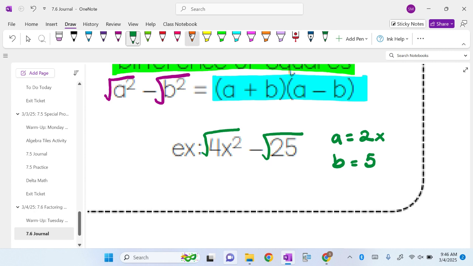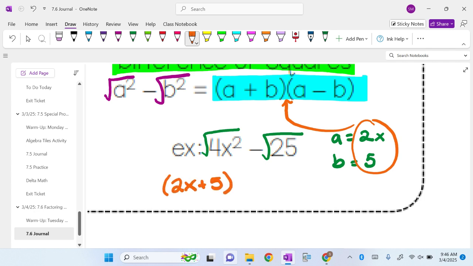Now, once you get your a and your b values, you just put it into this formula. So basically, you write the 2 terms, one separated by a plus, one by a minus. So your answer would be 2x plus 5, 2x minus 5. And that's your answer.